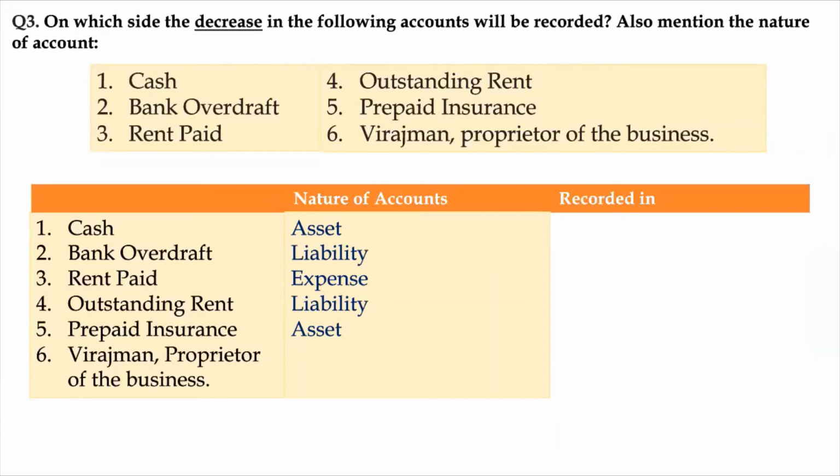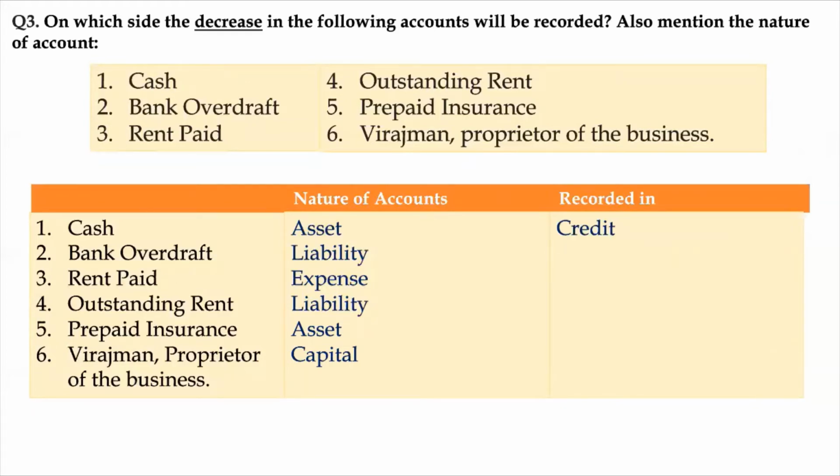Virajman, the proprietor of the business. Virajman is a person who is the proprietor of the business. So this is what? This is capital because Virajman is an owner of a business. Proprietor means owner. Okay. So now it's time to record it on the debit or credit side. So where will you record cash if it decreases? Cash is what? Asset. And if asset decreases, we will record it on the credit side.